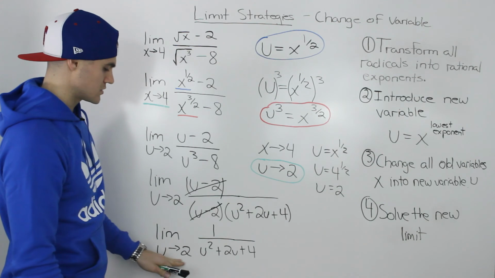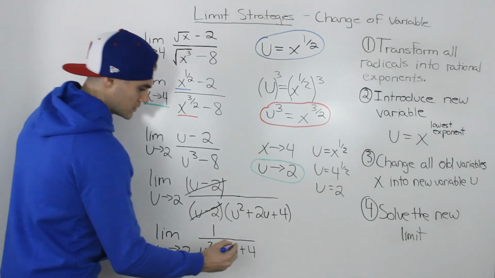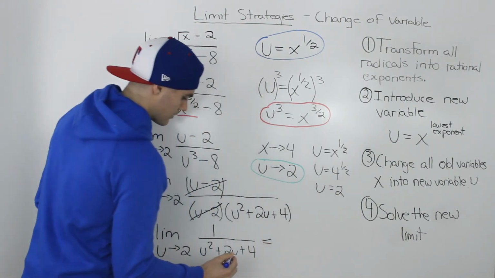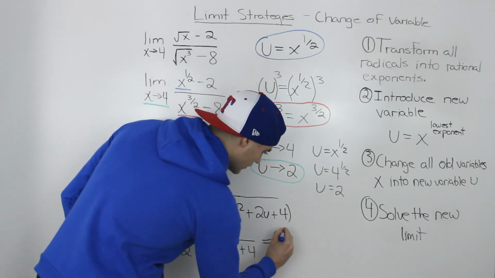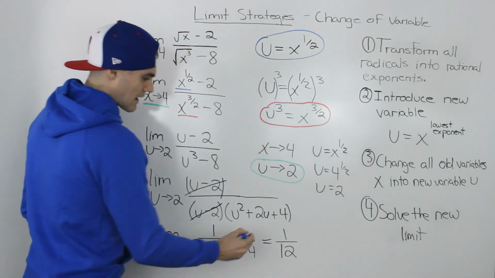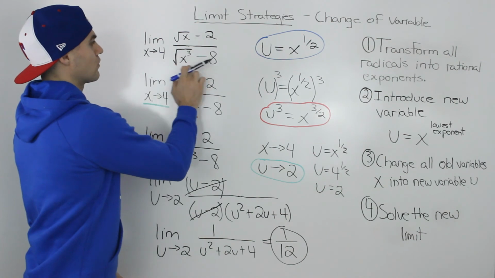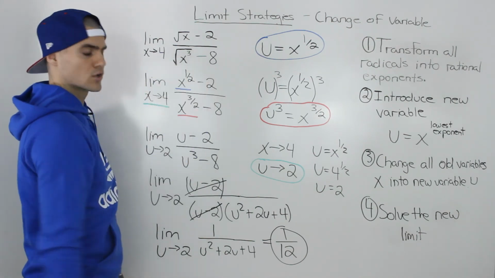And now we can substitute that value of 2 for u. So when we do that, we would end up with a denominator of 12. So that is our final answer, 1 over 12. That's the answer for this limit that we got originally.